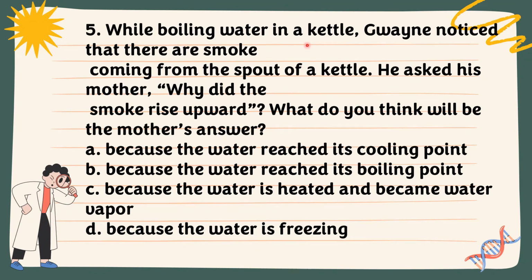Number 5. While boiling water in a kettle, Gwen noticed that there is smoke coming from the spout of the kettle. He asked his mother, why did the smoke rise upward? What do you think will be the mother's answer? A. Because the water reached its cooling point. B. Because the water reached its boiling point. C. Because the water is heated and became water vapor. Or D. Because the water is freezing. The correct answer is letter C, because the water is heated and became water vapor.